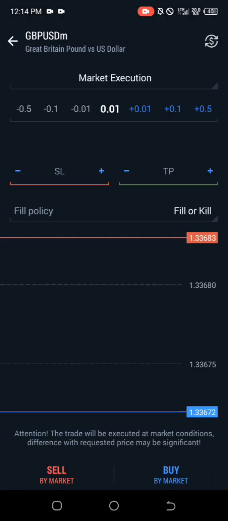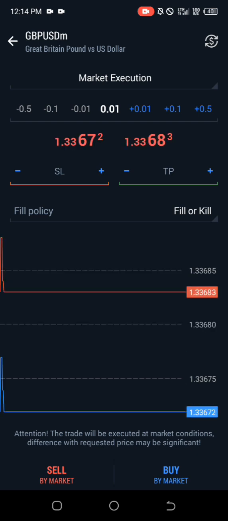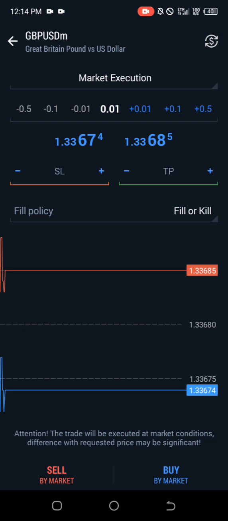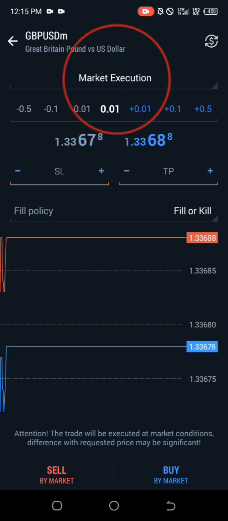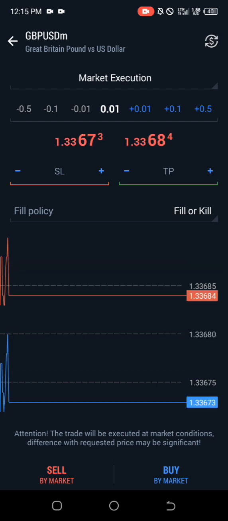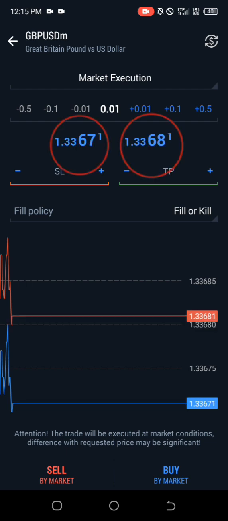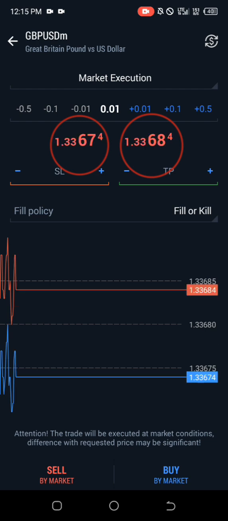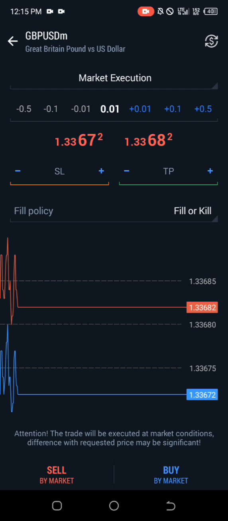So here is the page where you take your order. You can see we have different types of order. This is market execution. This is one of the types of orders that we have. Market execution means that you are buying at the current price. That means you want to buy now at the price of the currency. Here you can see the current market price of this GBP USD is 1.336 something. So this is the current price that you want to buy or sell.